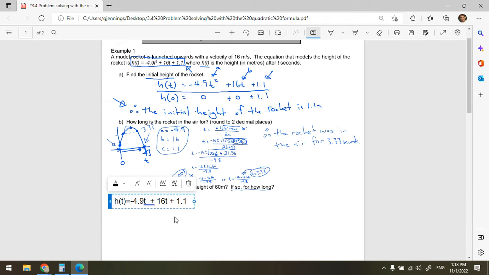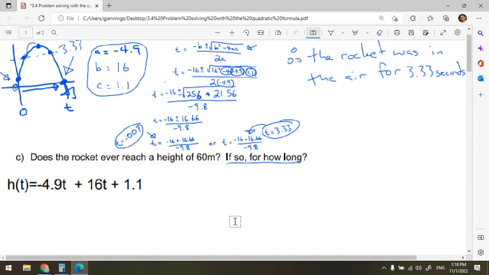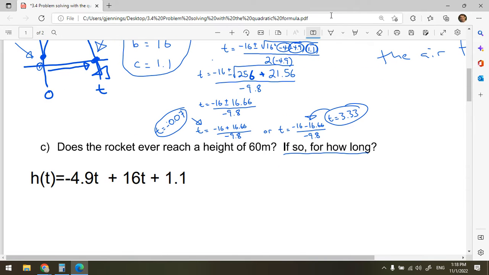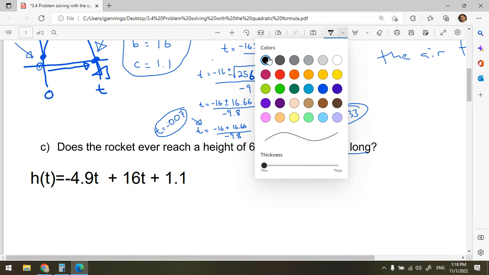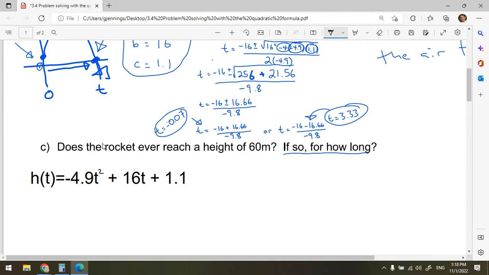All right. And now what I want to know is, let's zoom in. There we go. I didn't lose my drawing tools this time for some reason. Cool. And I'm just going to square that because it's going to bug me if it's not squared. So I'm just going to copy out the formula. And I want to know, will this reach a height of 60 meters? So put that in for the height. 60 equals negative 4.9 t squared plus 16t plus 1.1.